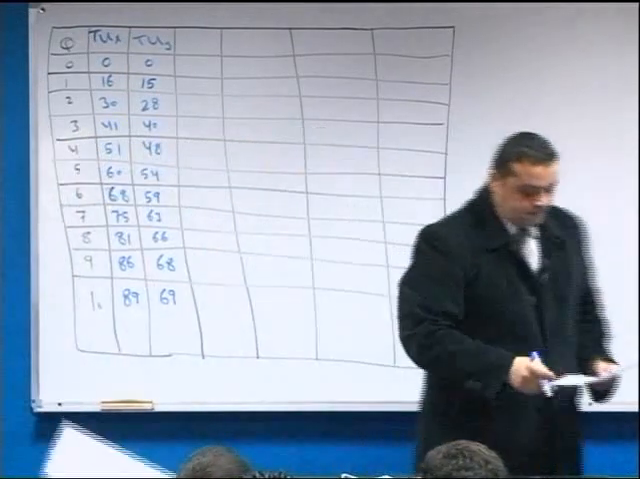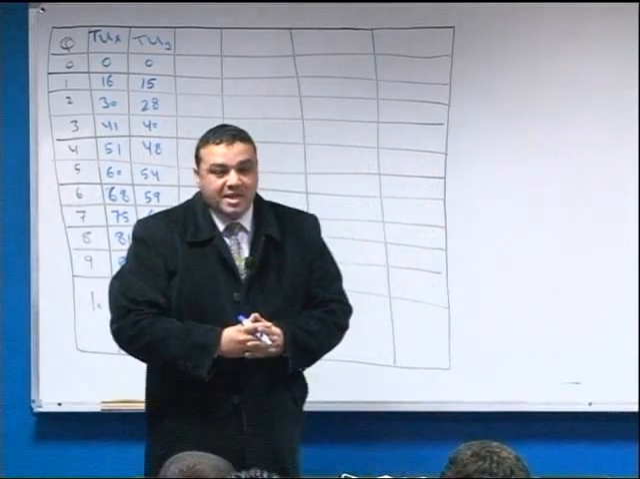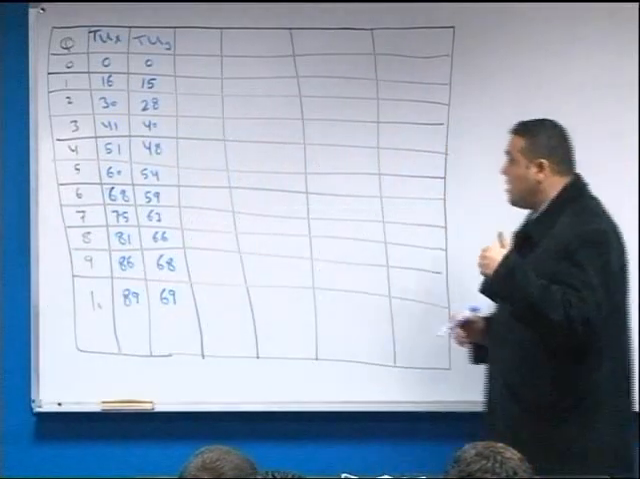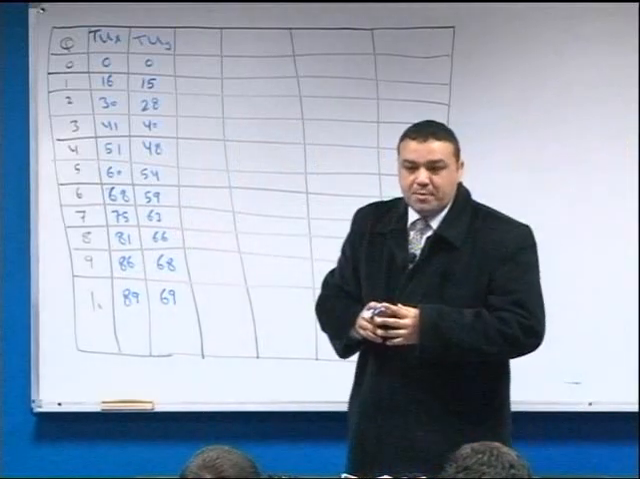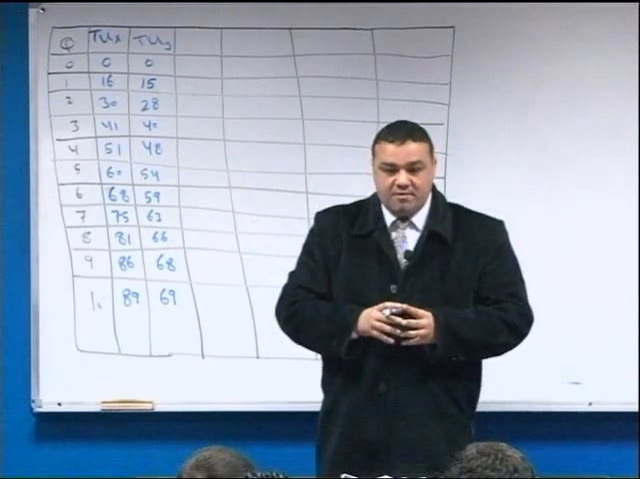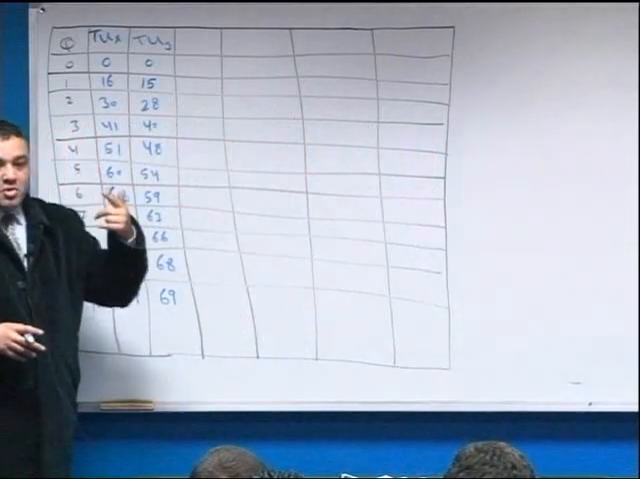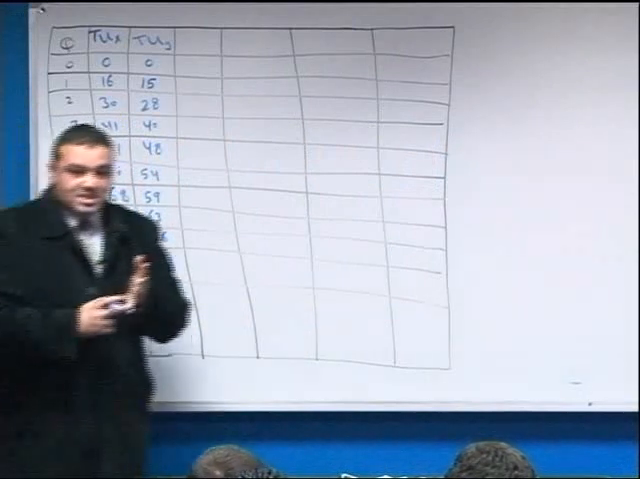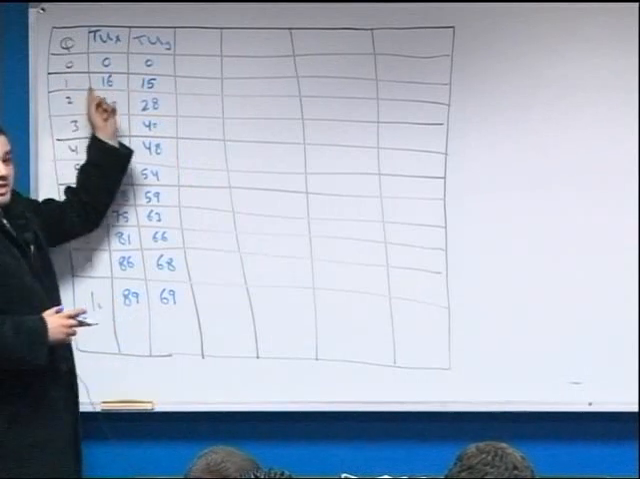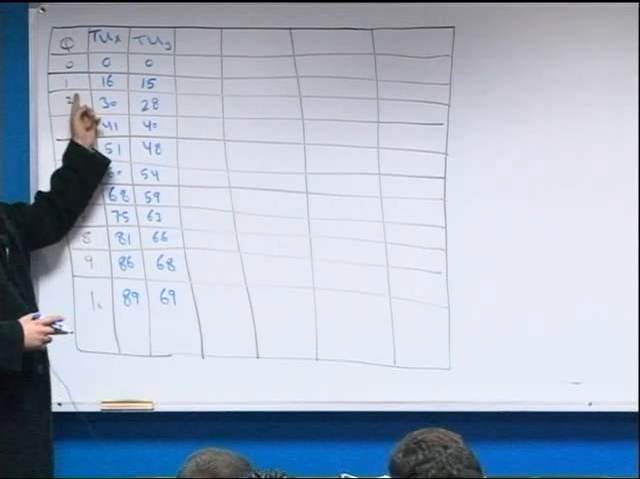The question is, what are the equilibrium quantities of X and Y that maximize the total utility for the consumer? As you see, we have one consumer who consumes two products, product X and product Y. When he consumes 1 unit of X, the total utility obtained is 16. When he consumes 2 units of X.